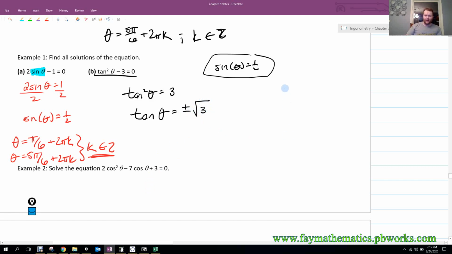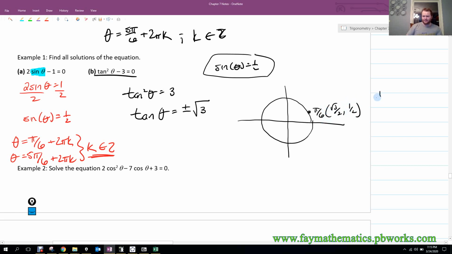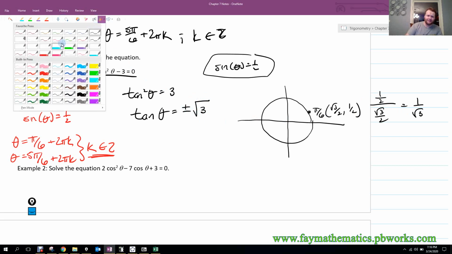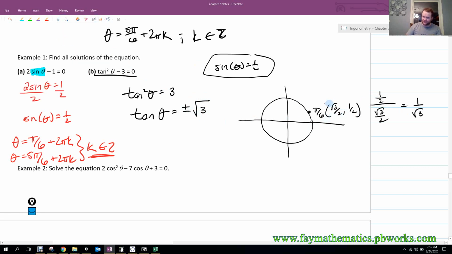Okay. So now we've got to think off of our unit circle. Remember, tangent is sine divided by cosine. So I'm going to look at this point right here. I know that's pi over 6, so it's radical 3 over 2 comma 1/2. If I go sine divided by cosine, that gives me 1 over root 3. That is not the same as root 3. So that tells me that pi over 6 is not the answer.